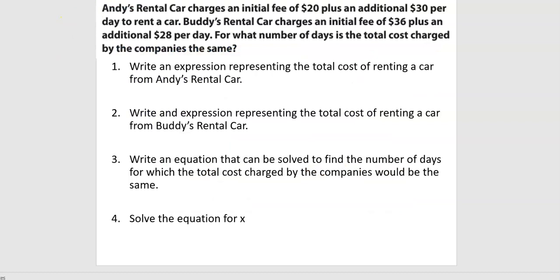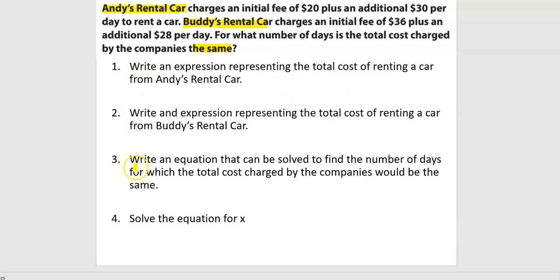All right, so we're going to jump in right away and we're going to do this word problem here. Andy's rental car charges an initial fee of $20 plus an additional $30 per day to rent a car. Buddy's rental car charges an initial fee of $36 plus an additional $28 per day. For what number of days is the total cost charged by the companies the same? So I know that there are two companies. We've got Andy and Buddy. And we want to know when the two's price will be the same. So I'm going to end up setting them equal to each other.